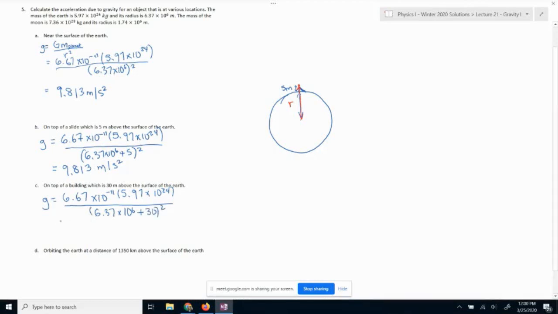squared, equals. Now I'm just going to rewrite everything but with the 30 on the bottom. And I still get 9.813. So in all these cases, we can just use g equals 9.8 meters per second squared.